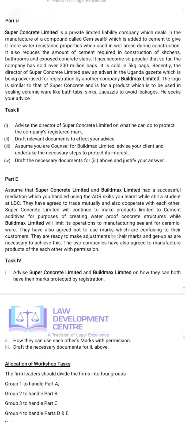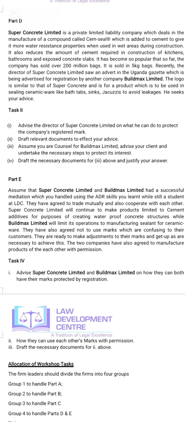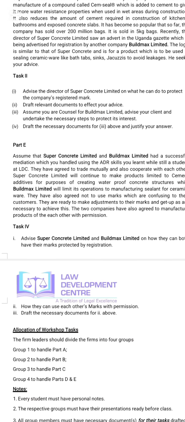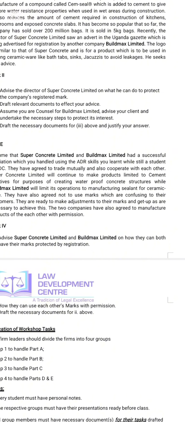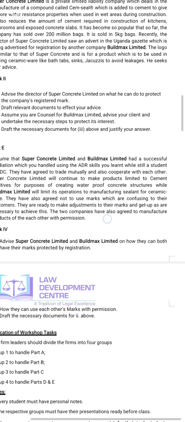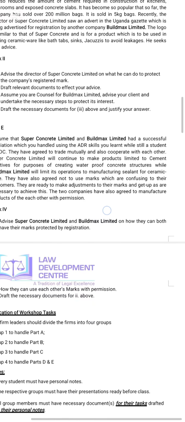Recently, the director of Super Concrete Limited saw an advert in the Uganda Gazette, which is being advertised for registration by another company, Buildmax. The logo is similar to that of Super Concrete and is for a product which is to be used in sealing sinks to avoid leakages. He seeks your advice on what he can do to protect Super Concrete Limited.